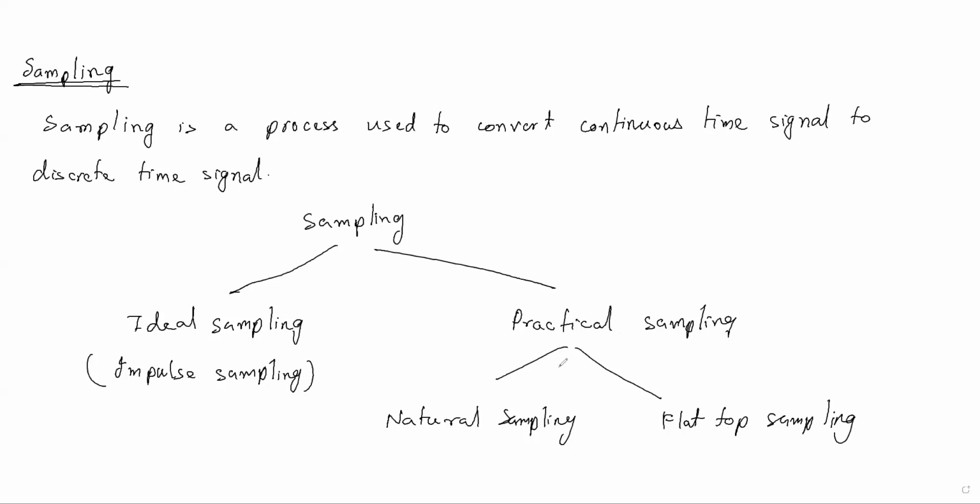So these are the different types of sampling: ideal sampling, natural sampling, and flat top sampling. We are going to discuss each of these sampling methods one by one.